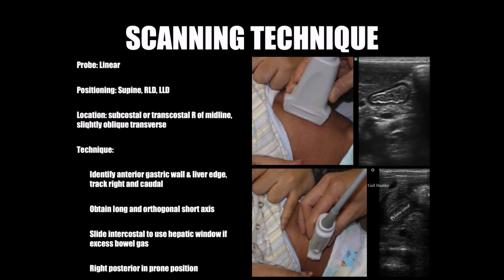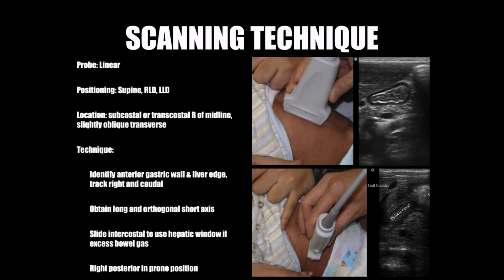I personally tend to use more of a subcostal view and put my probe right underneath the rib cage. The downside with that is that you may end up with overlying bowel gas obscuring your view of the pylorus. The alternative is to slide up over the rib cage and use the liver as a sonographic window, which will help to avoid some intervening bowel gas, but also tends to put the pylorus further away from you.